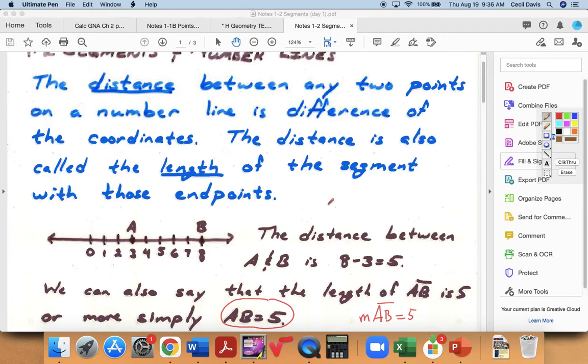It is absolutely incorrect to write this. Segment AB is an object. It is a collection of points. It is not equal to anything. Its length, however, or the distance between its endpoints, is equal to something. The length of segment AB, or the distance between point A and point B, is 5. But you cannot, under any circumstances, write this. All right.